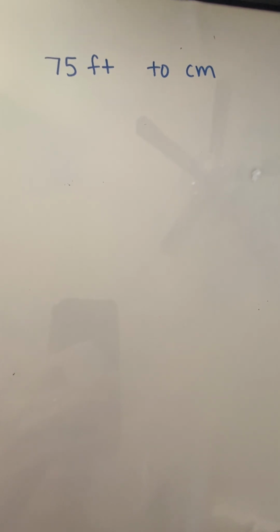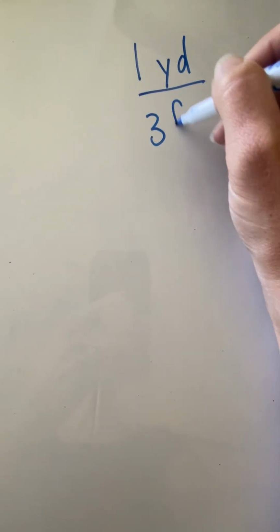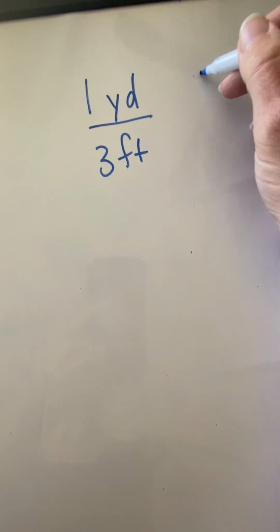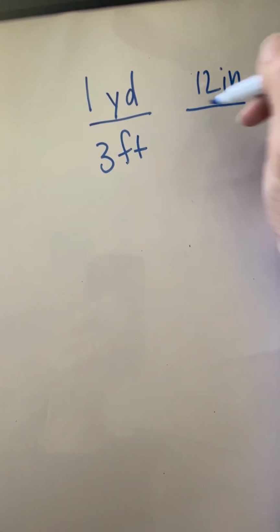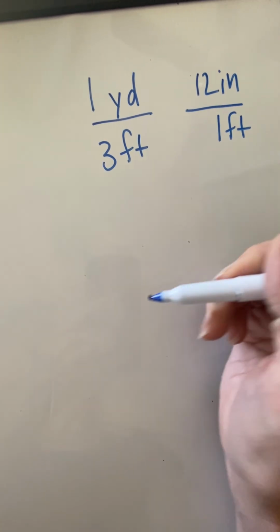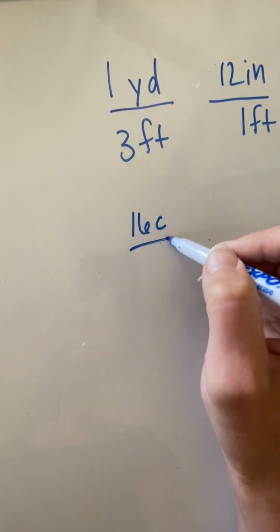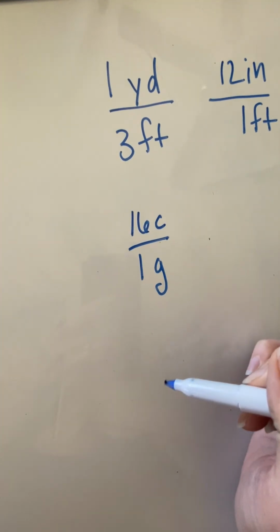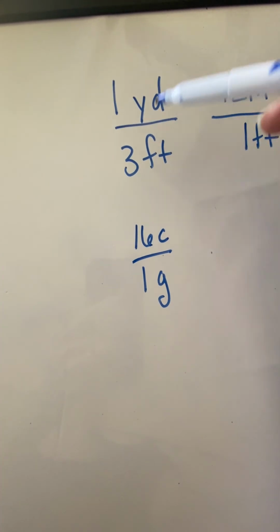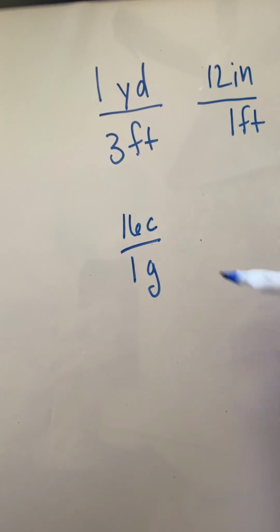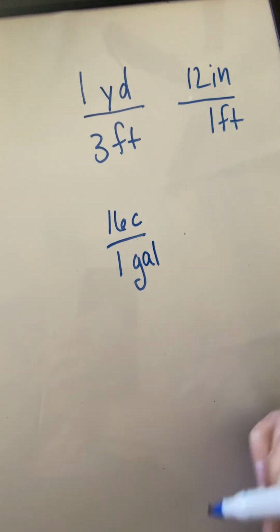Okay, so a unit multiplier is something like this. Saying 1 yard is the same thing as 3 feet. 12 inches is the same thing as 1 foot. 16 cups is the same thing as 1 gallon, okay? So basically you put 1 on top, 1 on the bottom, as long as they equal each other, that's a unit multiplier, okay? Let me do this correctly. Gallon is G-A-L.